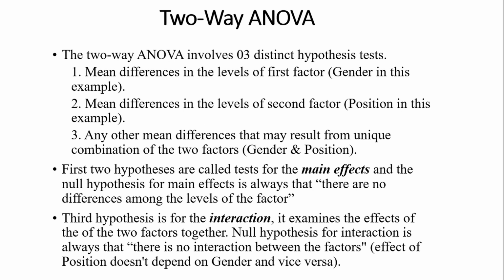So two-way ANOVA, as I told you, has three distinct hypotheses. Mean differences in the levels of the first factor, for example gender in the coming example which I am going to solve for you. Mean differences in the levels of the second factor, position in this example. And any other mean differences that may result from a unique combination of the two factors, gender and position. The first two hypotheses are called main effects, and the third hypothesis is for interaction.